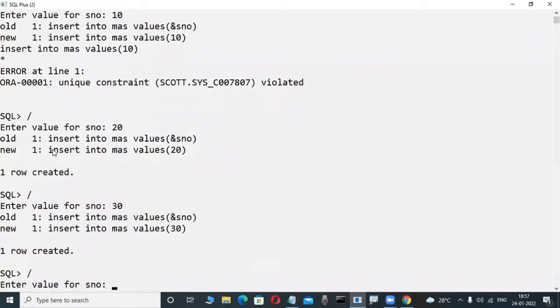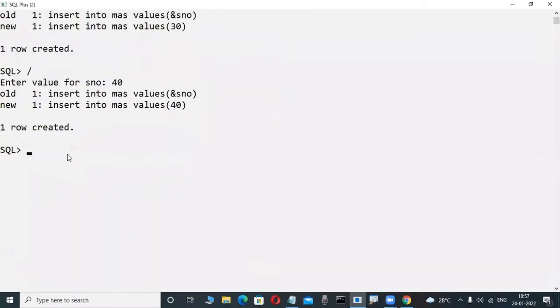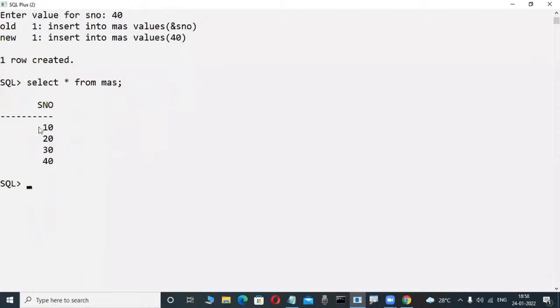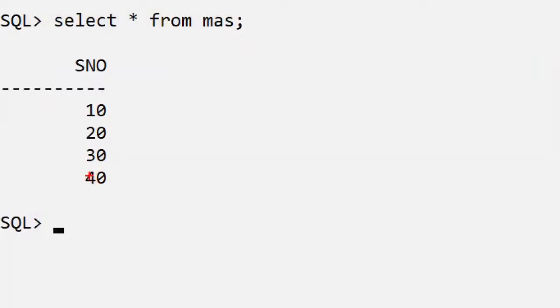Yes, 1, 2, 3 also. And now here, observe here. Yes, we have only that one. That's why I'm telling you this is a master table. Select star from master like this. Observe here, 10, 20, 30, 40 is there or not?